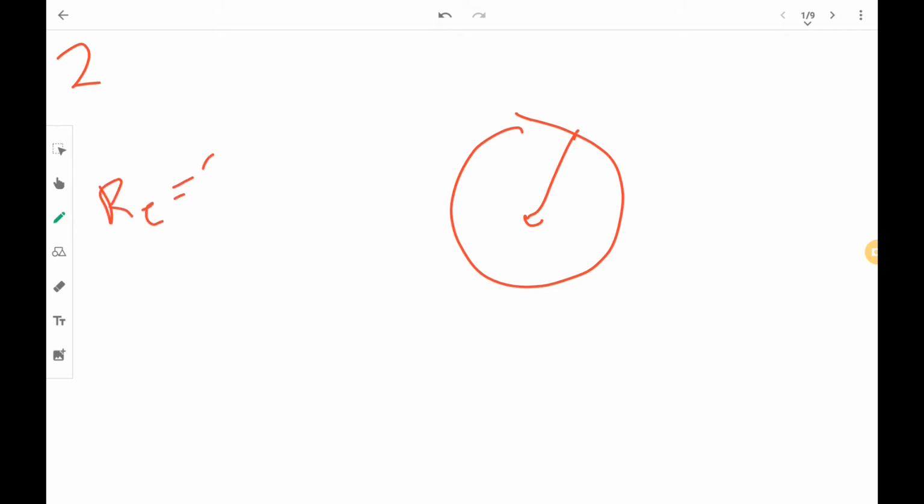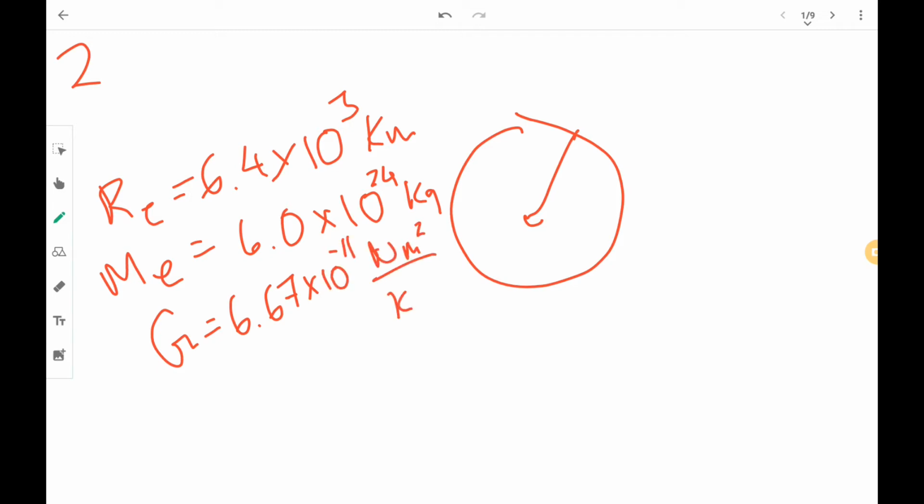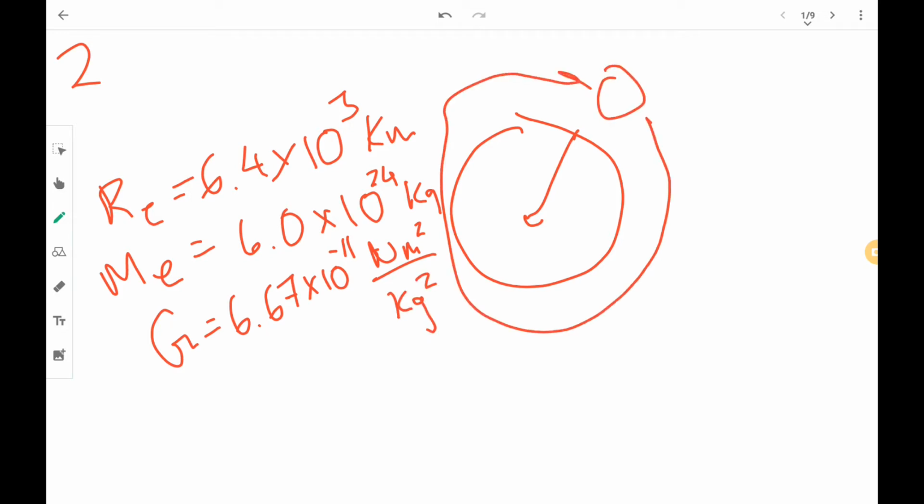Okay, so for basic question 2, you have the Earth. The radius of the Earth equals 6.4 times 10 to the power of 3 kilometers. You also have the mass of the Earth, 6.0 times 10 to the power of 24 kilograms. You also have a constant G, 6.67 times 10 to the power of minus 11 Newton meter squared over kilogram squared. And you have a satellite which travels around the Earth in 24 hours, so a period of 24 hours.